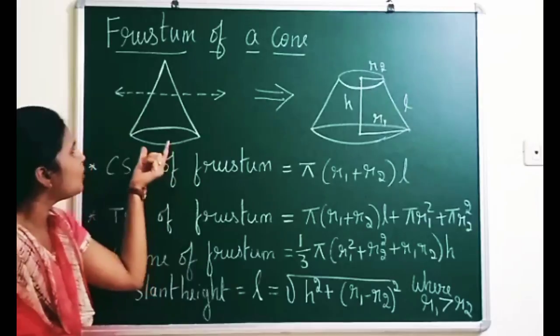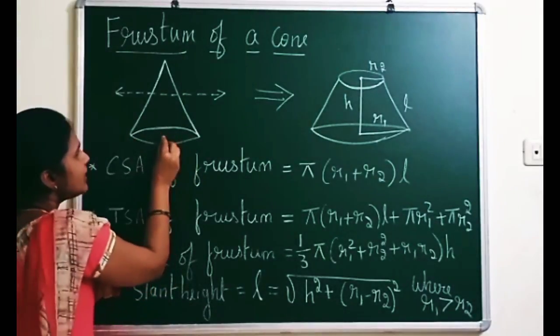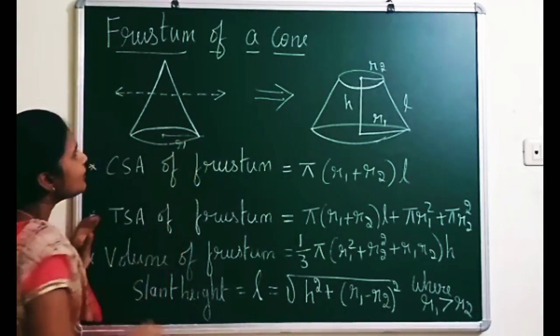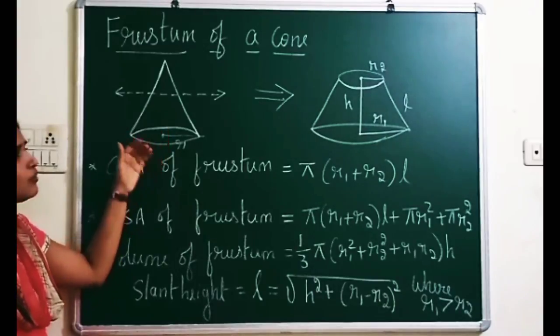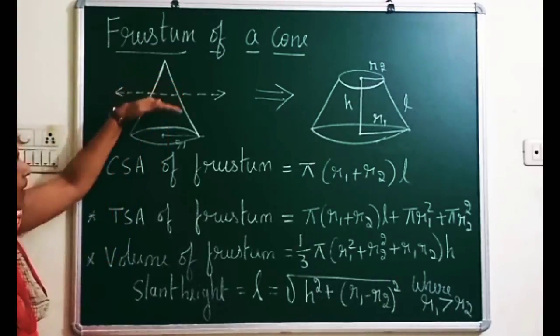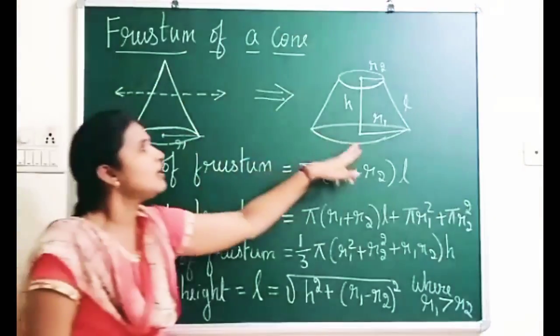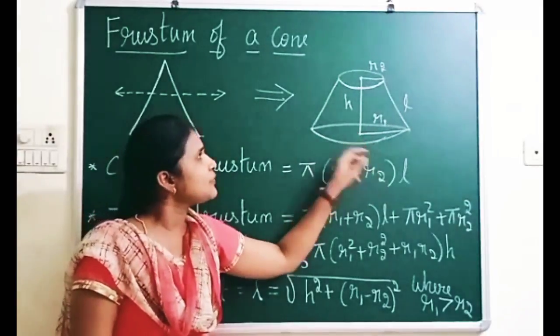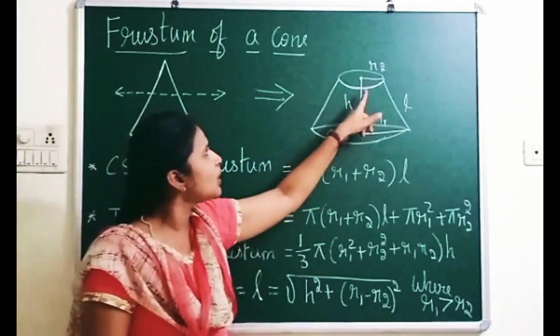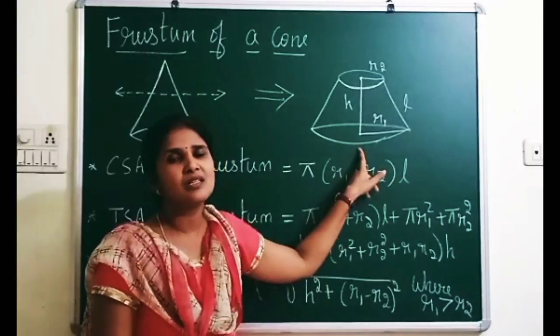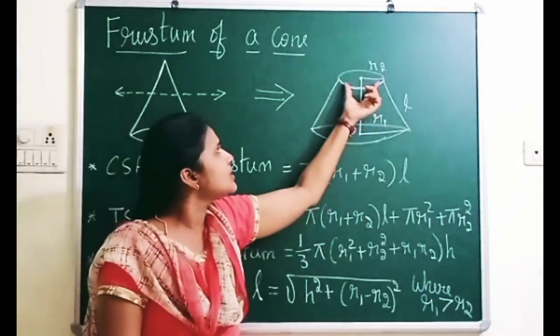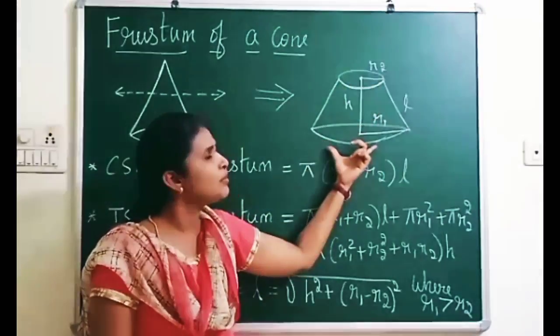As you know, in a cone you have only one radius, so this is the radius. When you cut one portion of the cone from the bottom exactly parallel to the base, we get a frustum of a cone. In this frustum, you can observe there are two different circles, that is, different radii. This circle is the smaller circle and this is the bigger circle.